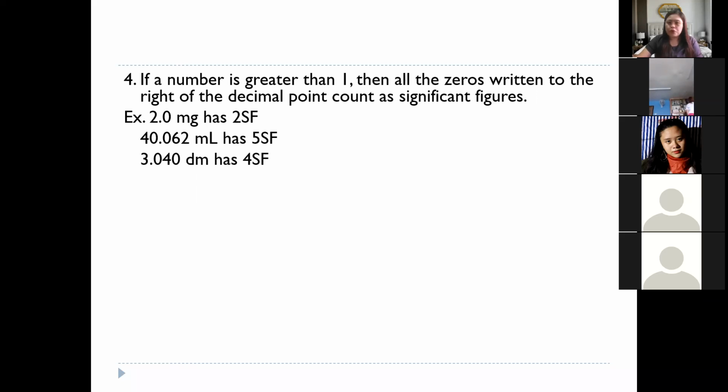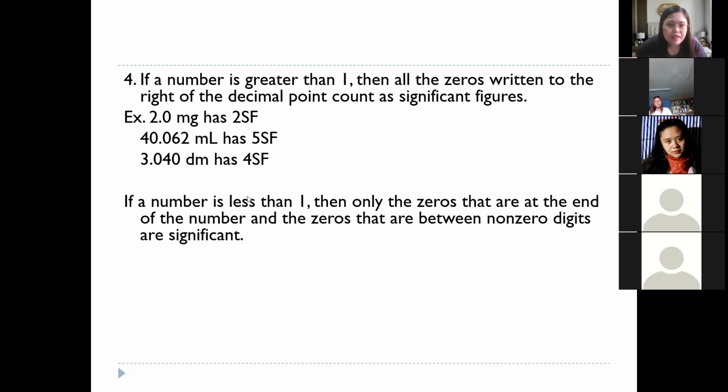That is also true with the third example, 3.040 decimeter. It has 4 significant figures. We have 2 non-zero digits. We have 1 in-between 0, so that's counted. And we have a trailing 0 there, but we have the presence of the decimal point, so it will be counted as significant. Now, if a number is less than 1, then only the zeros that are at the end of the number and the zeros that are between non-zero digits are significant.